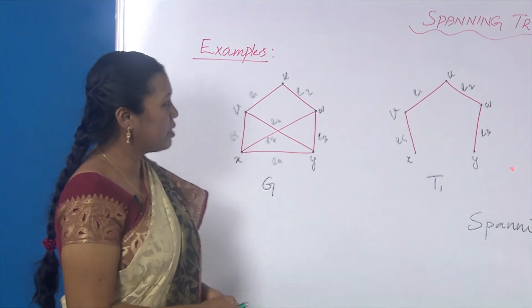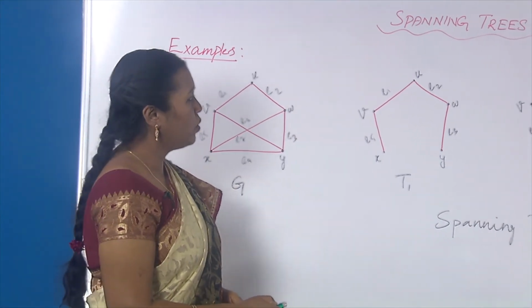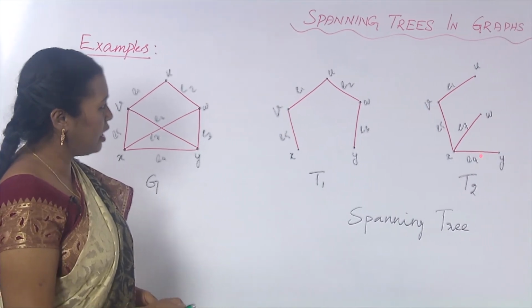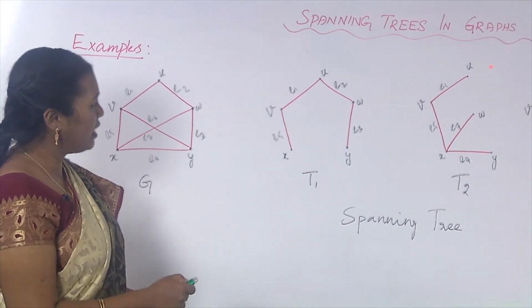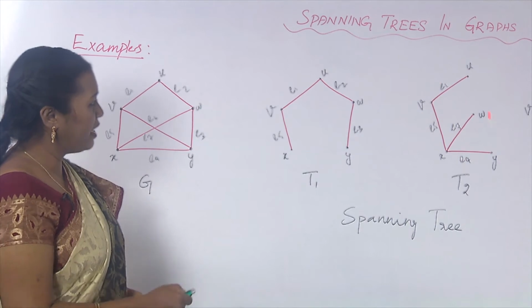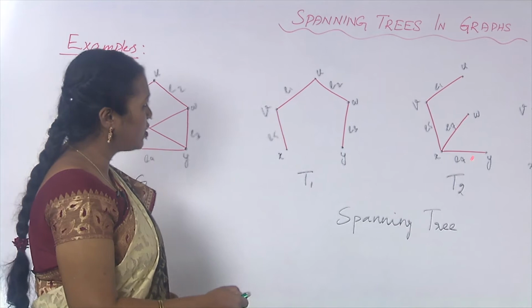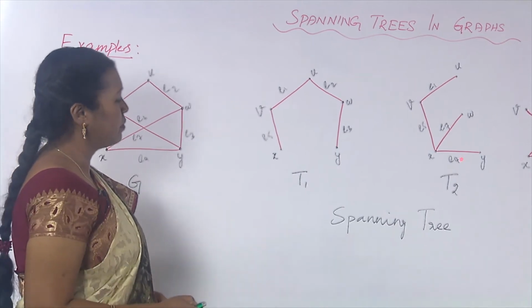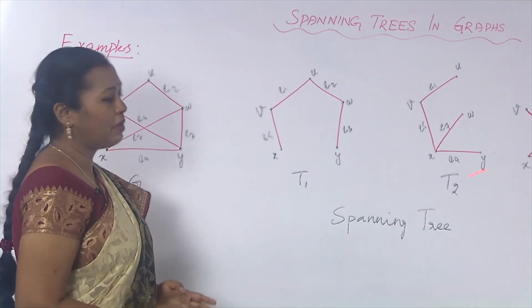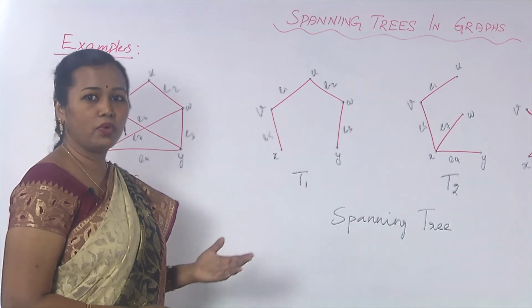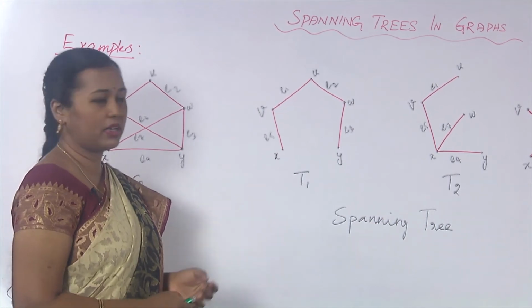And likewise, moving on to T2, you have these edges here: E1, E5, E7, E4. You can clearly see that this is also a spanning tree, a different spanning tree of the graph G, and both of them can be called spanning trees. You can even try to find many more spanning trees for the same graph.